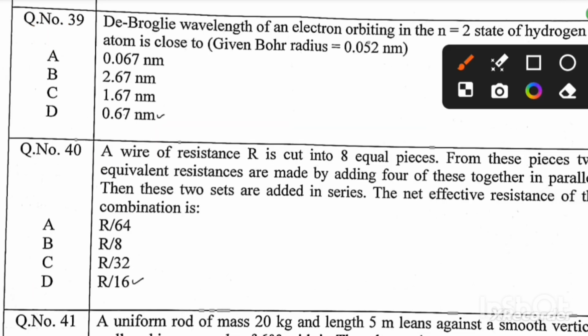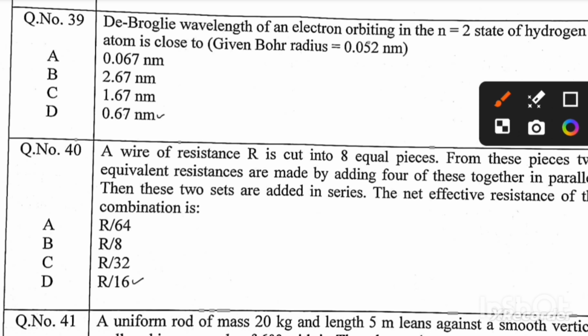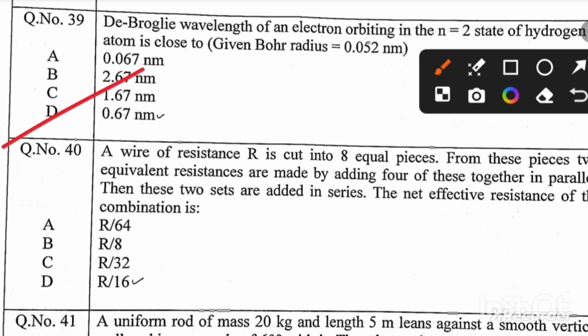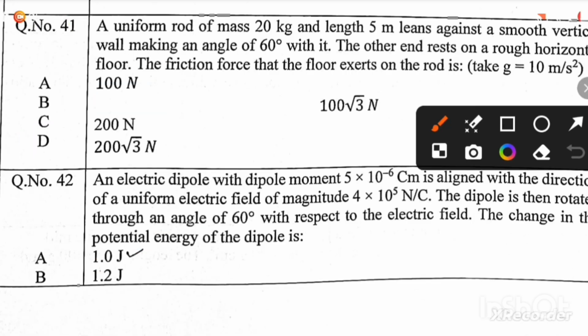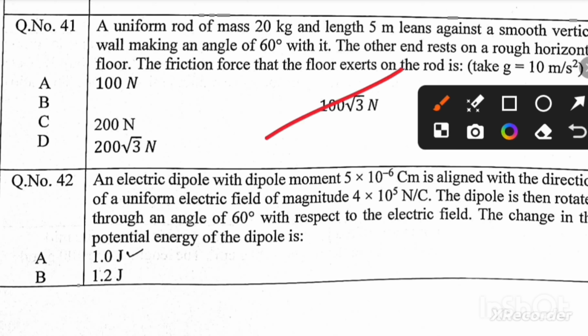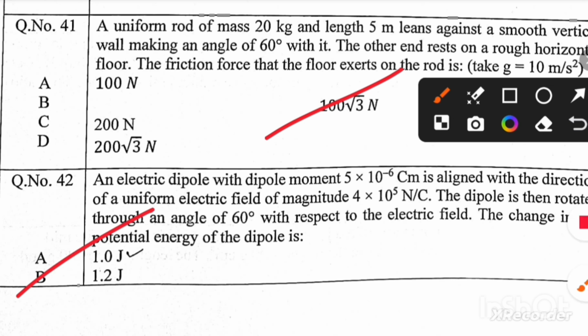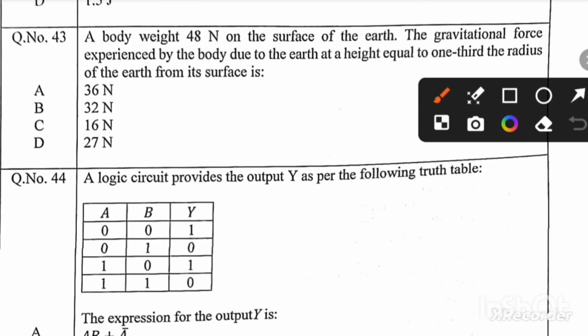Question number 39, the de Broglie wavelength of an electron orbiting in the n = 2 state of hydrogen atom is, the answer is option D. Next, the net effective resistance of the combination is R/16. Question number 41, the friction force that the floor exerts on the road is 100√3. Then question number 42, the answer is 1 joule. Question number 43, the gravitational force experienced by the body due to the earth at a height equal to 1/3 of the radius from its surface is 27 newtons.